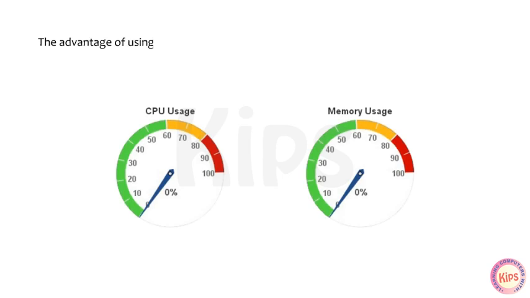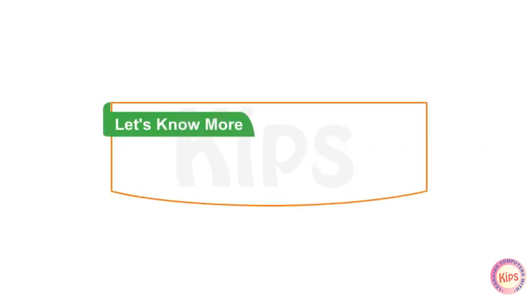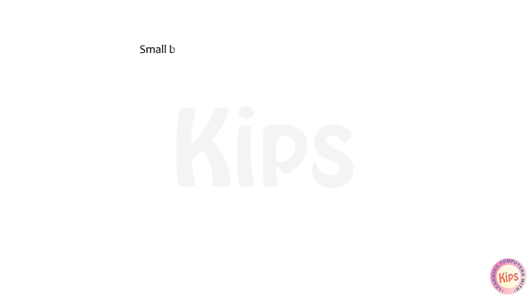The advantage of using looping technique in programming is that it reduces the number of instructions and also the memory space. Let us know more. If we do not specify the increment or decrement statement in a loop, it becomes an infinite loop. An infinite loop executes a statement block infinite number of times. Small Basic provides two types of loops, which are for loop and while loop. Let's first talk about for loop.